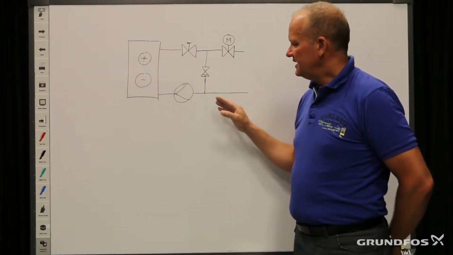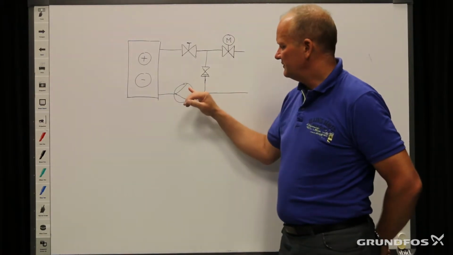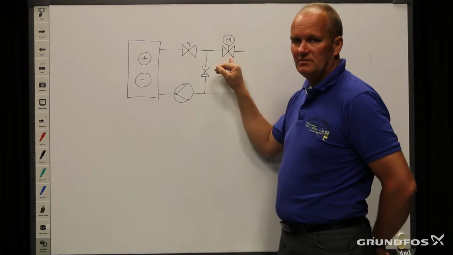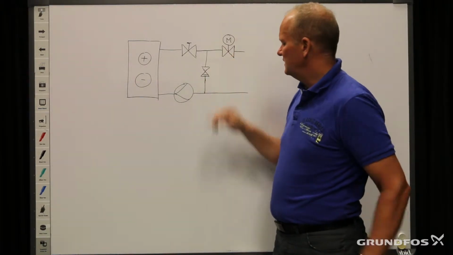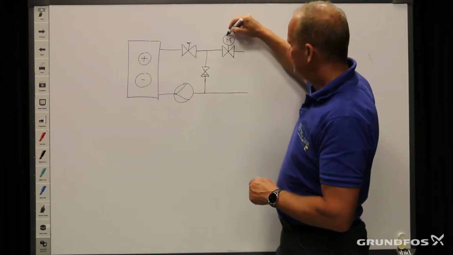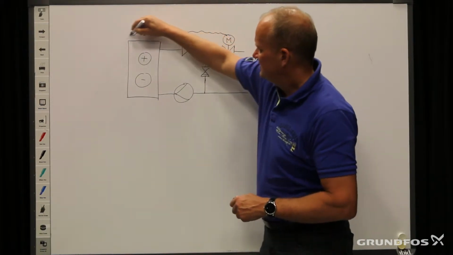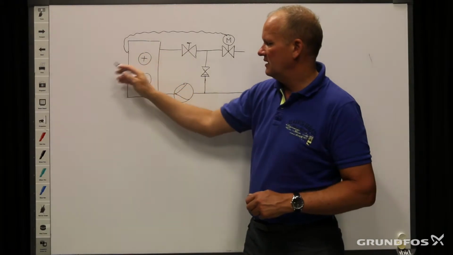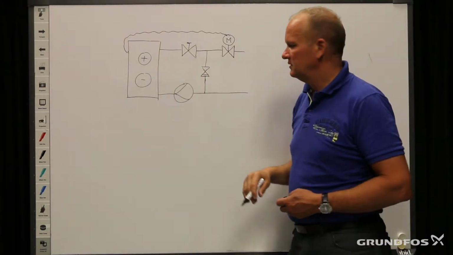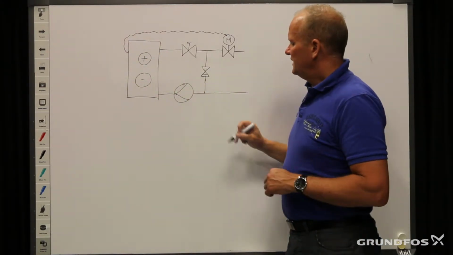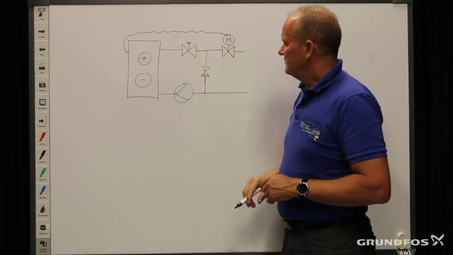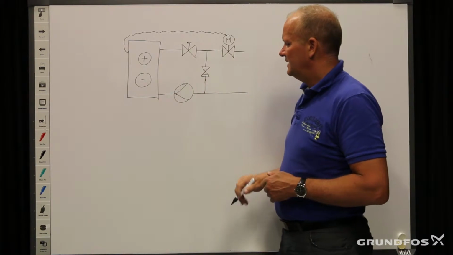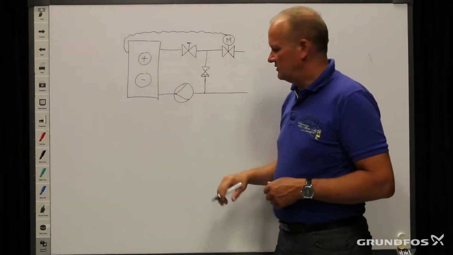So the application could look like this, where we have the pump, we have a non-return valve, and we have a motorized valve which will actually adjust maybe the temperature which is on the blown in air on the other side of the cooling coil. But actually we do have another piece of equipment here, and that's the throttling valve. And why do we need that at all?